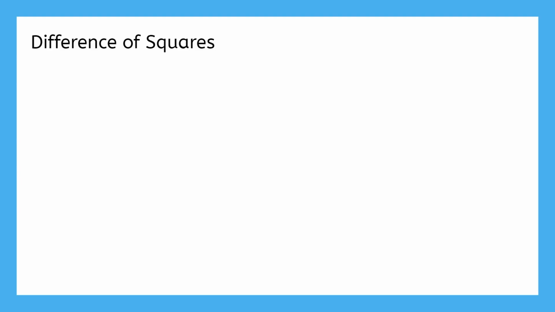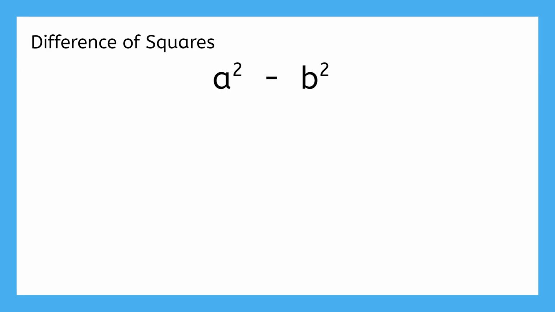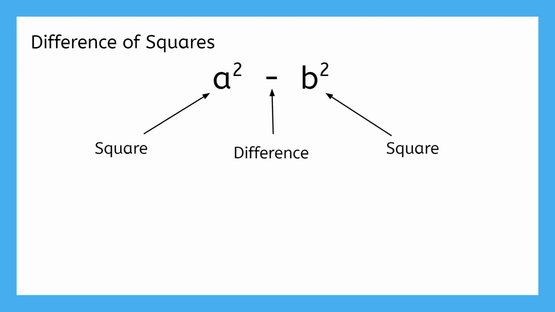First, let's remember what difference of squares means. A difference of squares is a polynomial consisting of one squared value being subtracted from another. The name actually says exactly what it is: the difference of two squares.